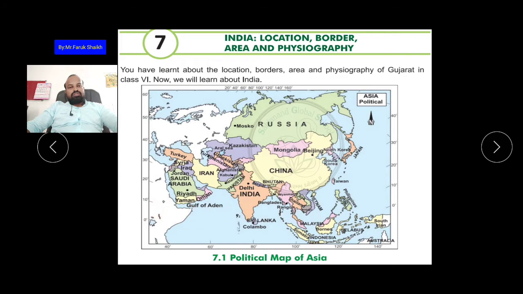So above this 0 degree equator is the northern hemisphere, and below it is the southern hemisphere. So that means our country India is located in the northern hemisphere, and in which continent? In the continent of Asia. And all of you know that Asia is the largest continent of the world. यानी कि अगर दुनिया का सबसे बड़ा अगर कोई continent है तो that is Asia.